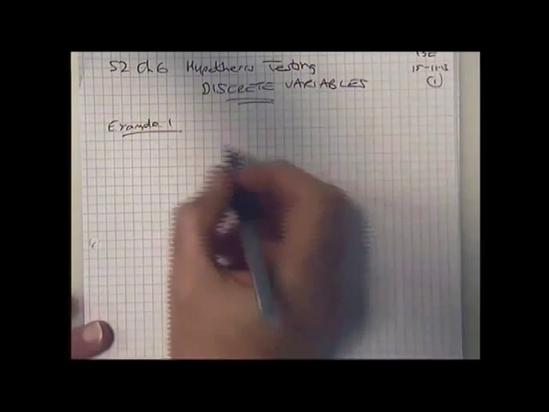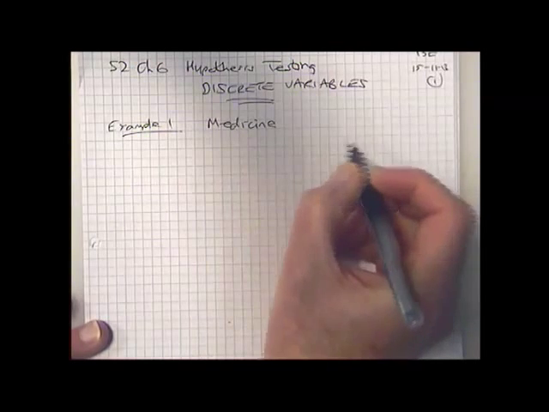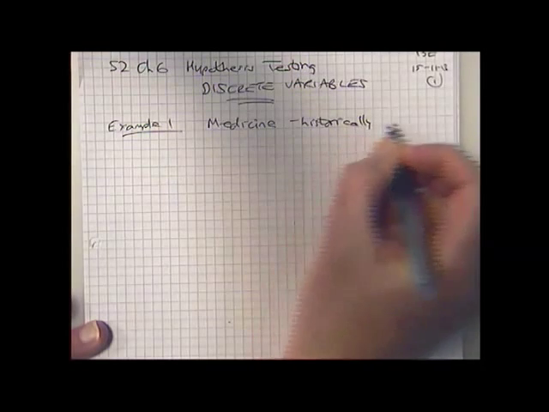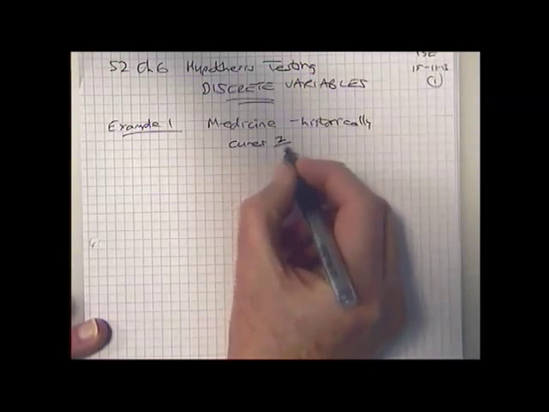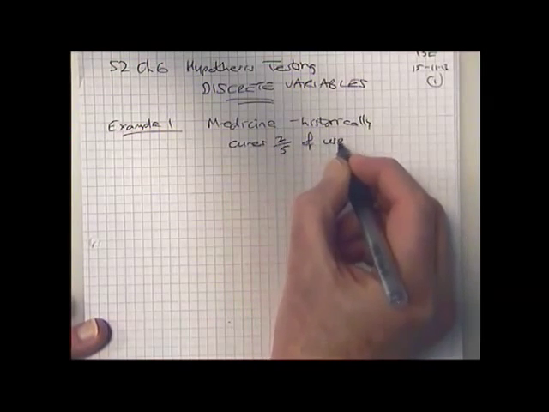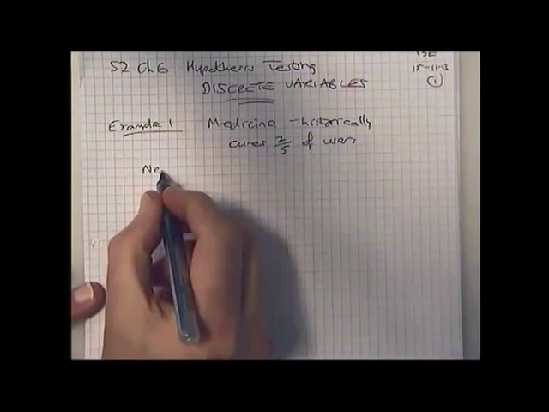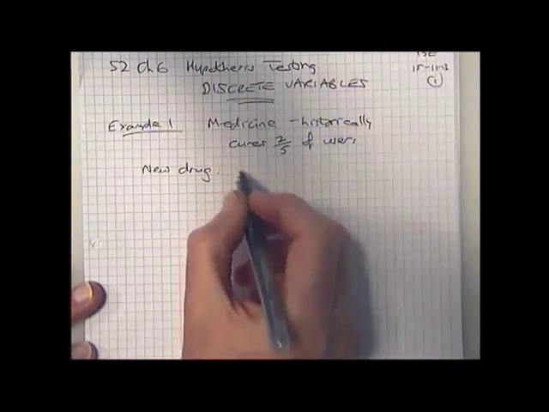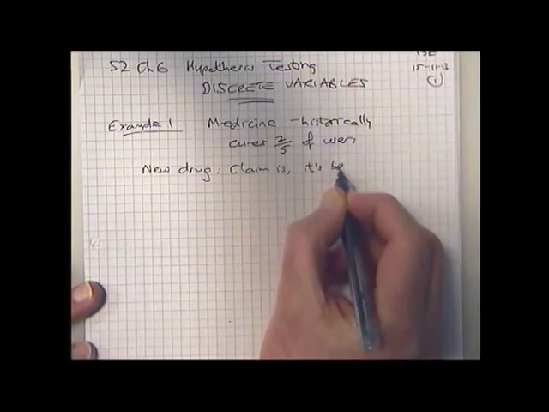So I'm not going to write it out in full, but basically we have some medicine which historically cures 2/5 of people who use it. Now a new drug has come along and there's a claim that it's better.